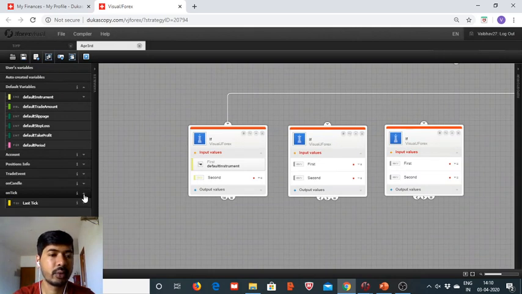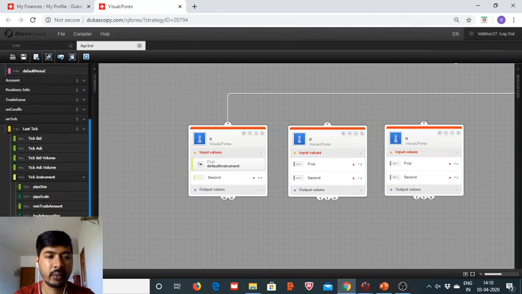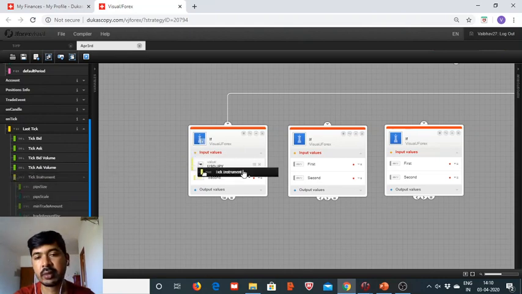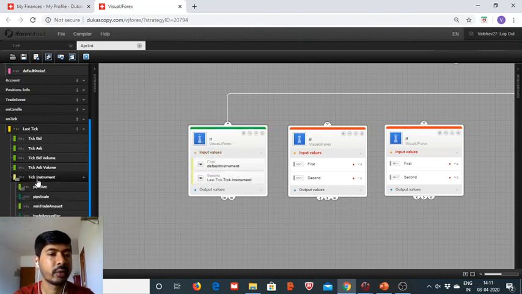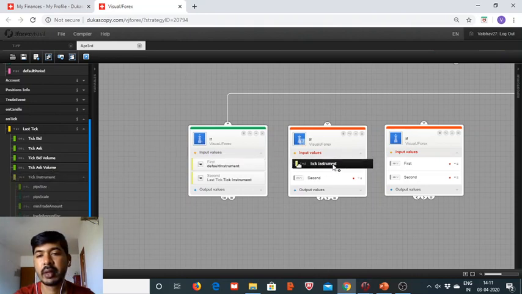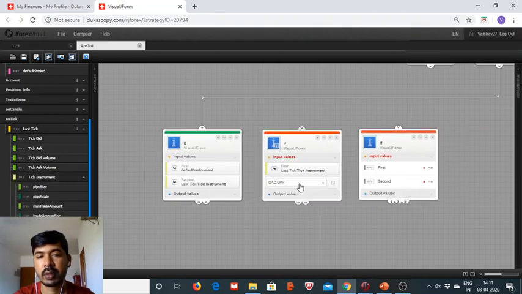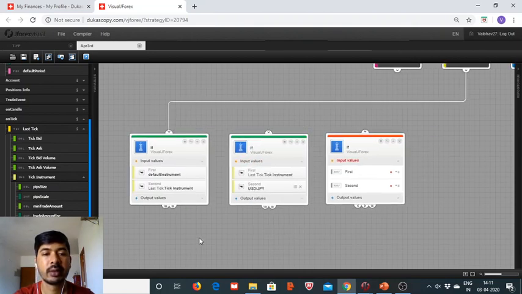Now, since we are doing the instrument subscription on the tick, we have to take this last tick instrument, and last tick instrument again should be equal to USD/JPY. We got it. It should be equal to, and it should be again equal to.